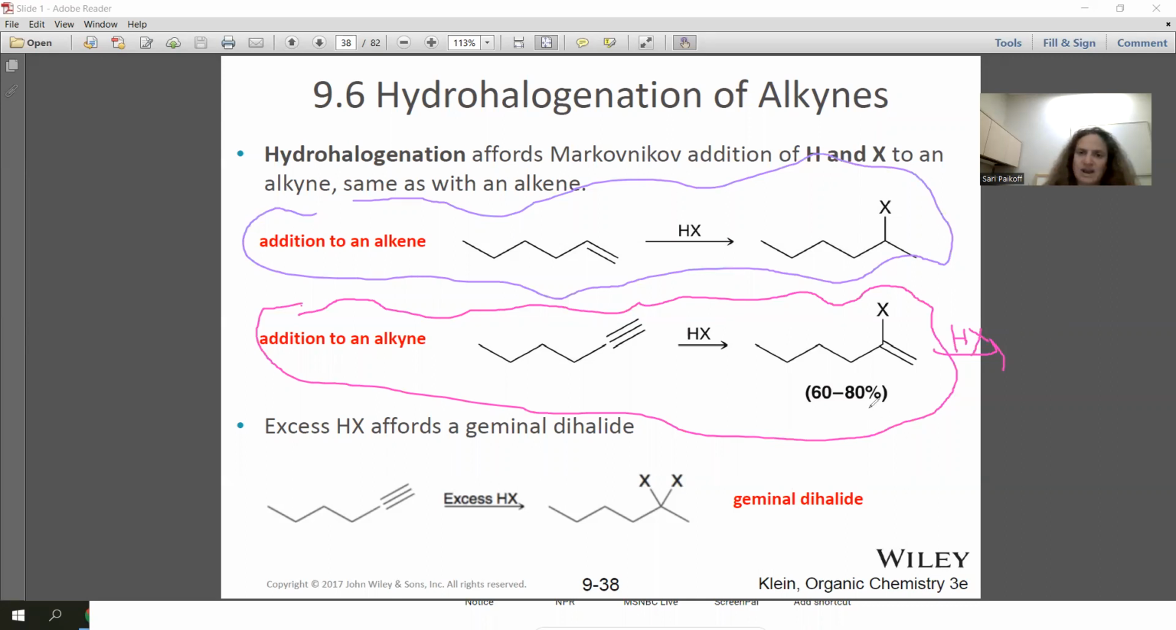I can react and make this geminal dihalide, where I'm going to add the X to the same carbon due to Markovnikov's rule. Notice Markovnikov is basically probably going to work if you're allylic, benzylic, or terminal. Otherwise, they're going to be very similar in terms of those spots.